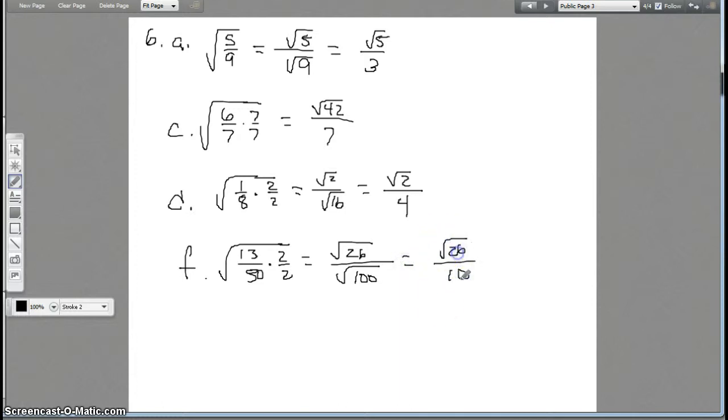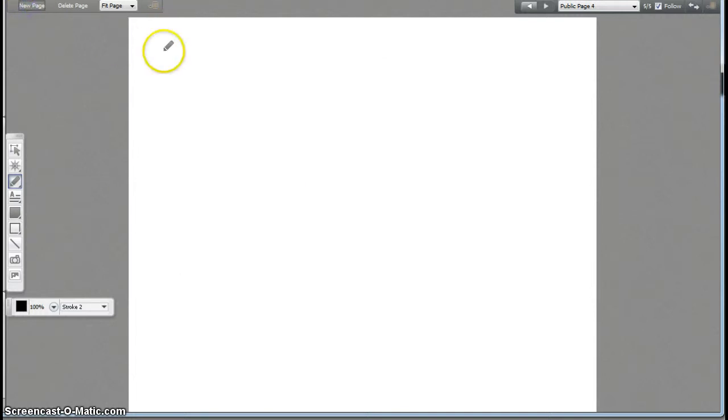So we have the square root of 26 over 10. That was number 6, which is just like number 13 that I assigned as homework. Now I skipped number 14 on the homework problem, so we're going to skip number 7 in set 2 and move on to number 8.